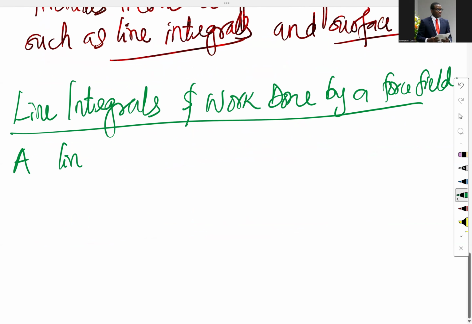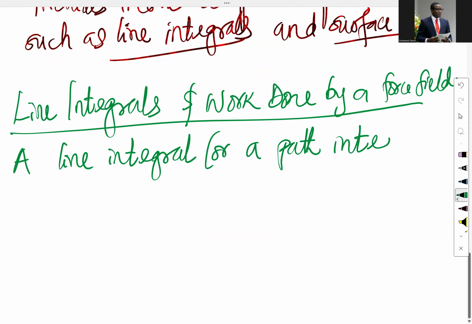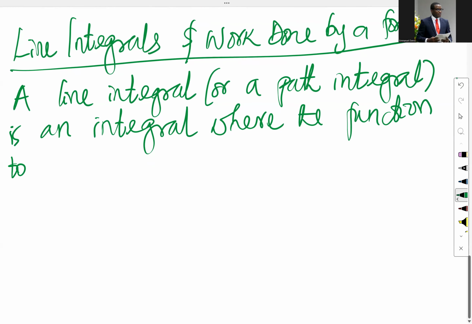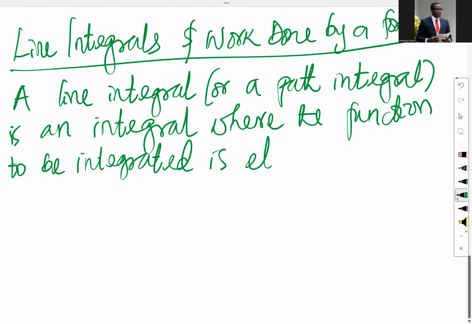So first off, a line integral, which is actually the same thing as a path integral, is an integral where the function to be integrated is evaluated along a curve.